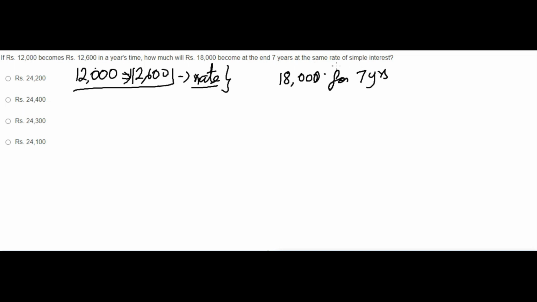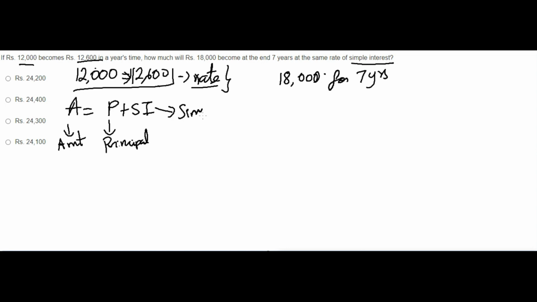In terms of simple interest, what is the calculation? First of all, A is equal to P plus SI. A means amount, P means principal amount. Principal means the first amount you invest: if you invest 12,000, it becomes 12,600. That is why the calculation. SI means simple interest, and T refers to time as usual.